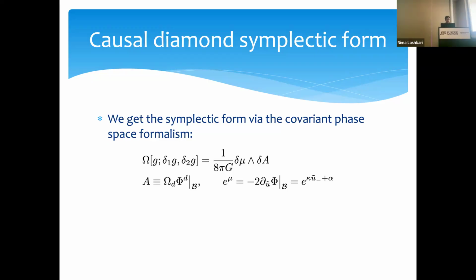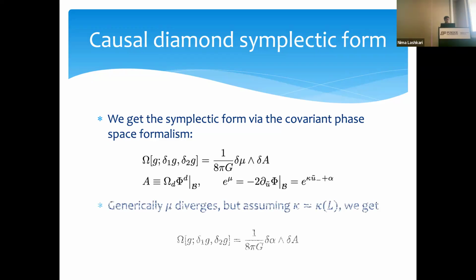Now it is useful to think about A and mu because A is the area and mu is related to the time derivative of the area. But actually mu diverges, because mu is related to kappa U tilde minus plus alpha, where U tilde minus is minus infinity, because that's where the corner is located in U tilde coordinates. So you might be worried that this causes the symplectic form to diverge.